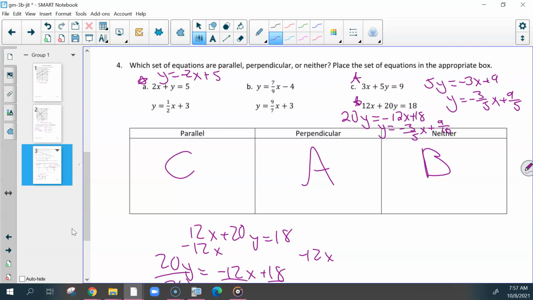Alright. So today we're going to start our linear regression notes. We'll do some examples together. So first, if you don't have your calculator, you need to go grab it.